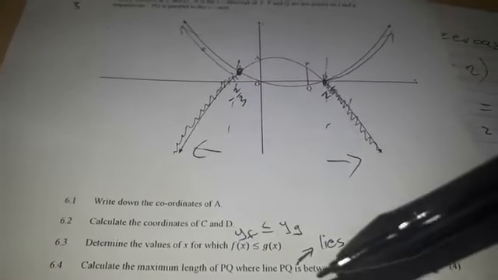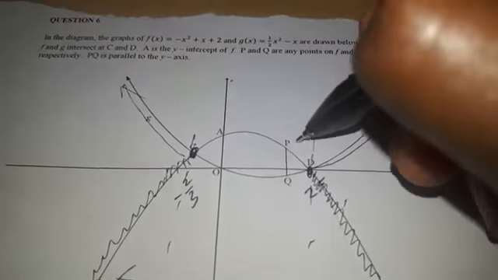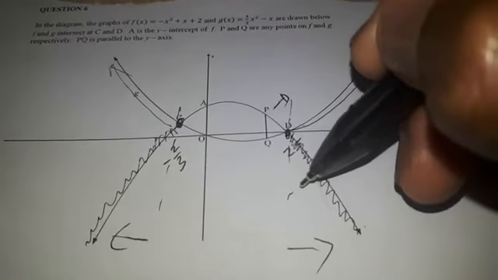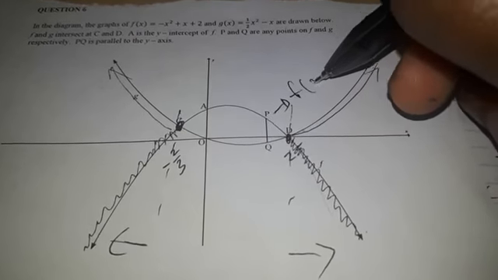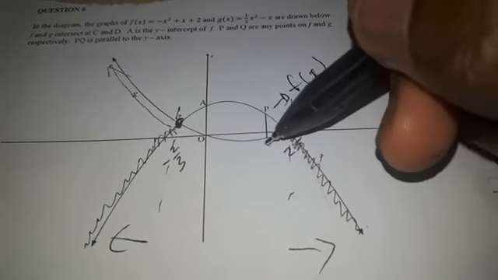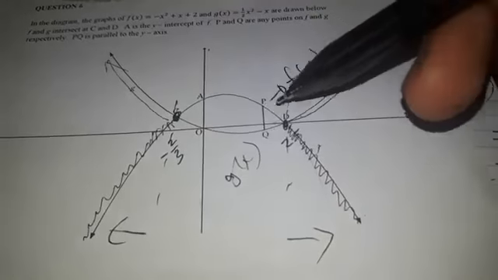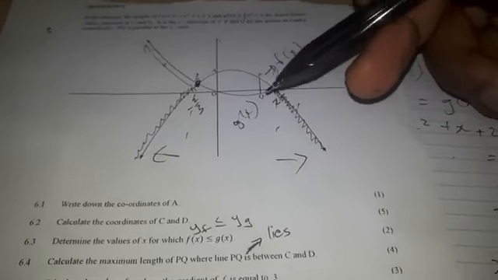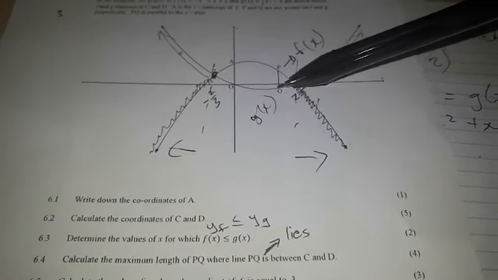So getting the maximum length of PQ, all you want to remember is that the y values of P are represented by f. Let's just look at it that way. Q is represented by g. So whenever you need to get the length of a line between two graphs, you need to look for the graph on top minus the graph at the bottom.